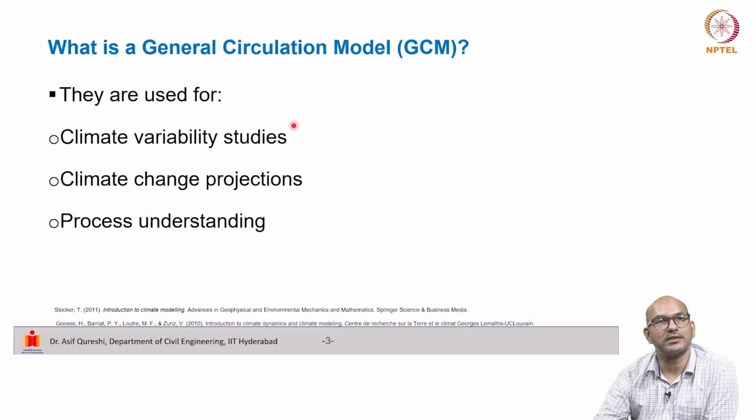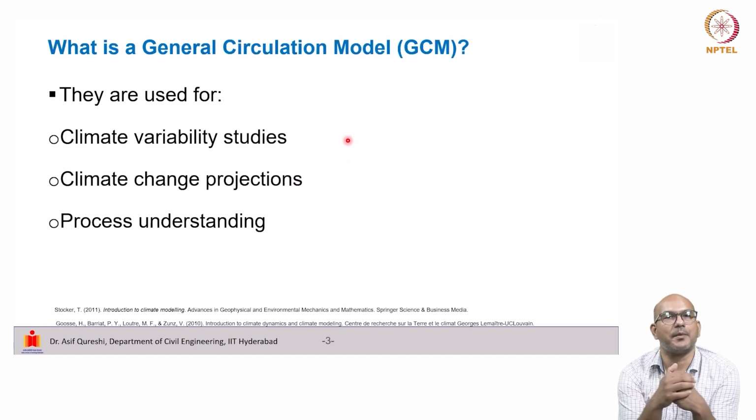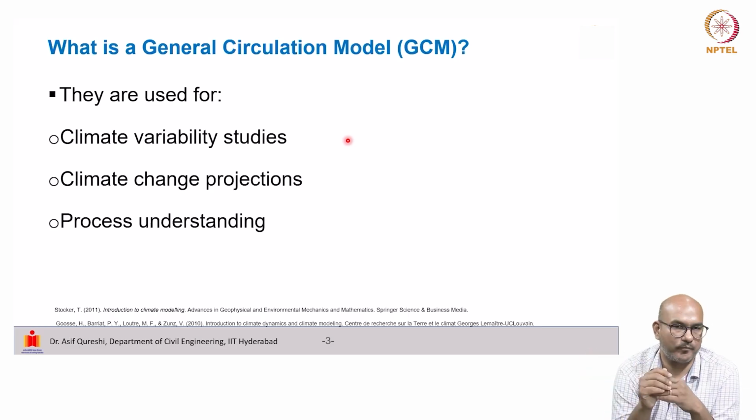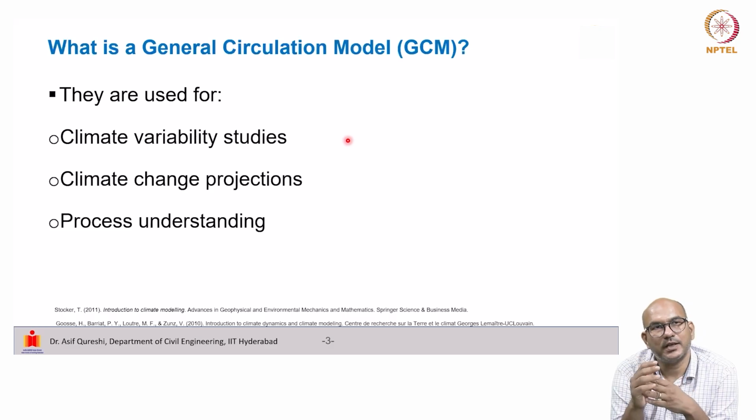These models are used for several things: climate variability, climate change projections and process understanding. When we say climate variability, what we mean is how the climate is fluctuating over time given the same conditions of natural and anthropogenic forcing. So, these are the variations in climate over time. Variations in climate become the variability.